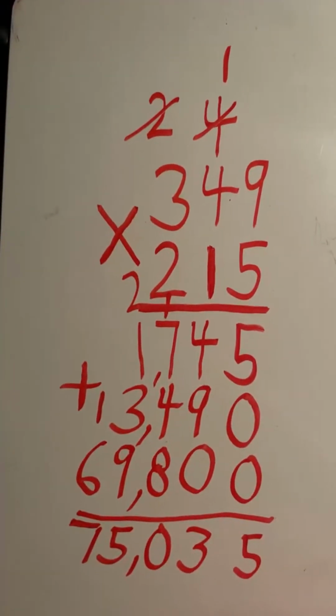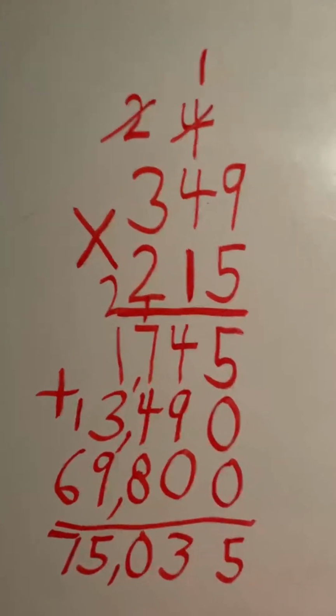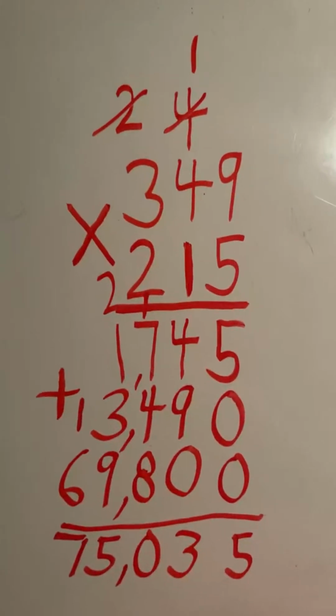And we have our final answer. 349 times 215 equals 75,035.